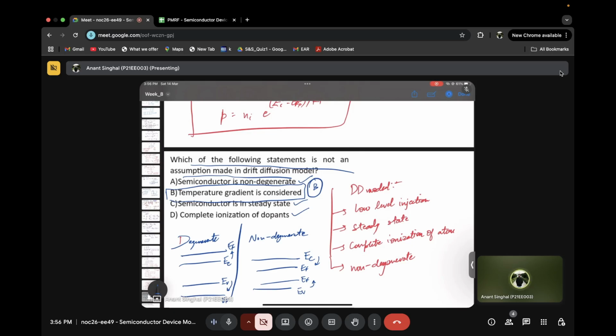There are three, four more derivations that we will study in the next class for sure. That will involve different cases. Once we'll try to have low level injection, once steady state, once the complete ionization, and we'll see what is the difference in the actual generation recombination rate with respect to these three cases. So for now, let's say we do know that these are the three conditions that we will be assuming once we are solving the diffusion model.